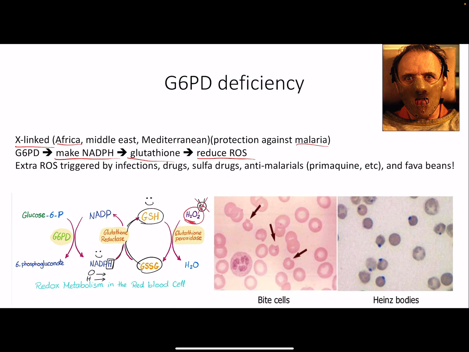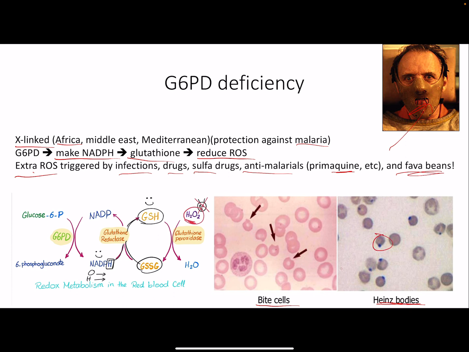Now, this will become exacerbated and triggered, with extra reactive oxygen species, if I have infections, if I'm taking certain drugs like sulfa drugs or any sort of antimalarial drugs, anything that ends in quin. Primaquine is our example here, and fava beans, which made me think of Hannibal Lecter. So characteristic of this, this comes in other conditions, but I would say it's mostly in G6PD, is, let's start with Heinz bodies. So we might have these Heinz bodies here.